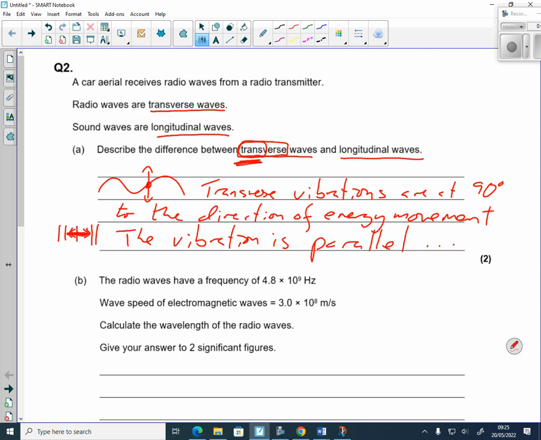The 2 marks: one in transverse, and I've seen people write transverse like this, to give them the big clue that it's that sort of a wave. It's vibrations at 90 degrees, transverse. The vibrations or the oscillations are at 90 degrees to the direction that energy moves.